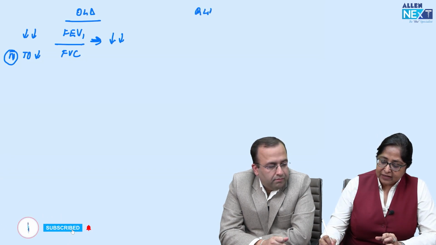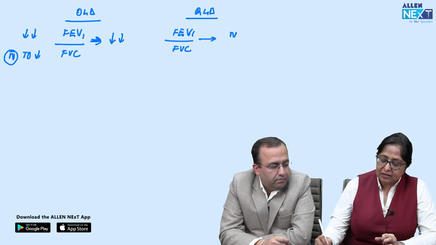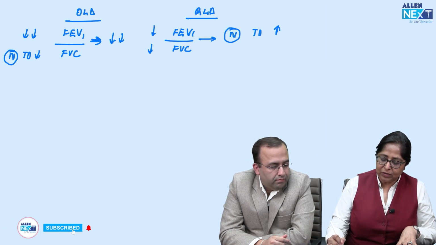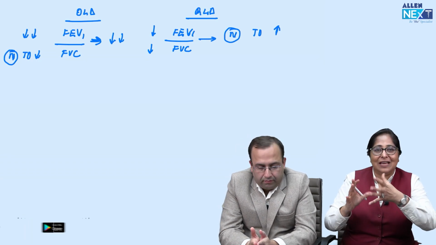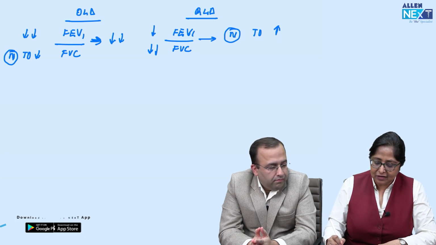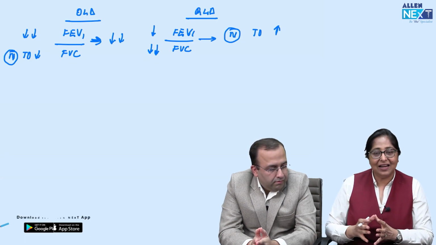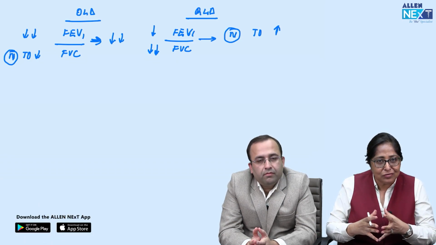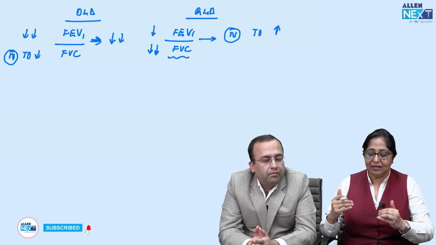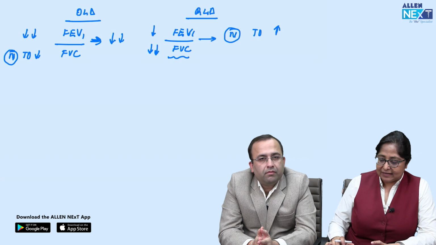When you look at the restrictive lung disease, FEV1 by FVC, this is normal to increased. Now, how is a ratio normal? If the decrease in the numerator and the denominator is to the same extent, so the ratio is normal. How does the ratio increase? If the decrease in the denominator is more than the decrease in the numerator. And that's exactly what happens in restrictive lung disease. Because there is a restriction of expansion, the FVC reduces more than the FEV1. The ratio will increase. So this is as far as the timed vital capacity is concerned.